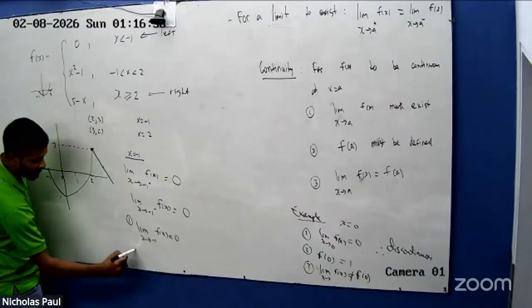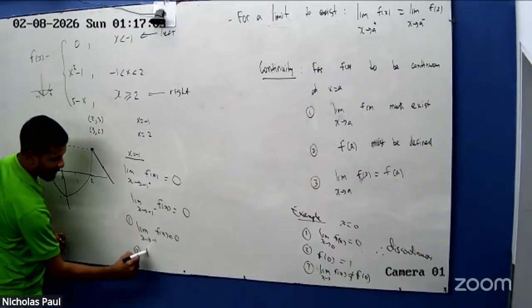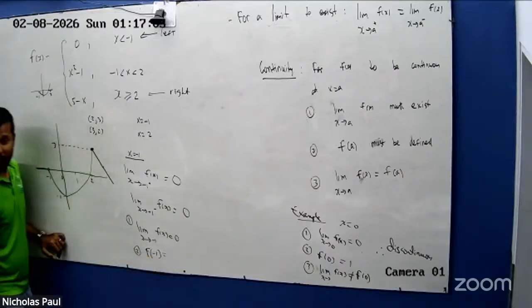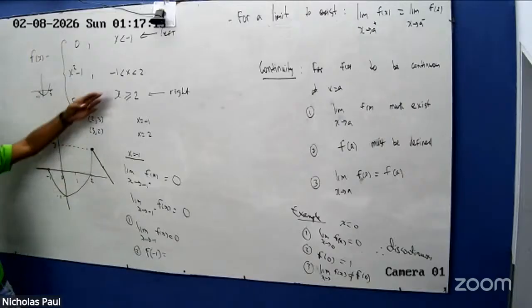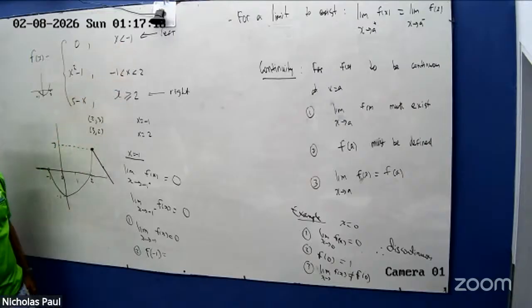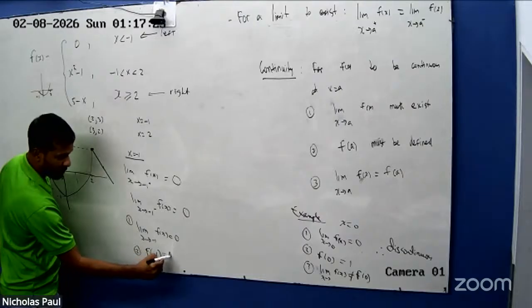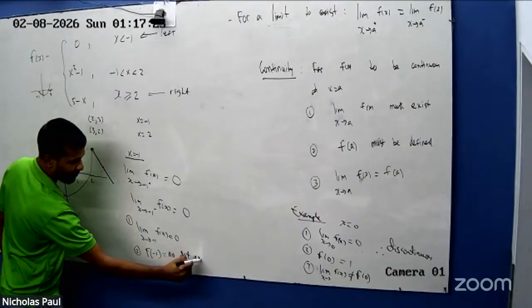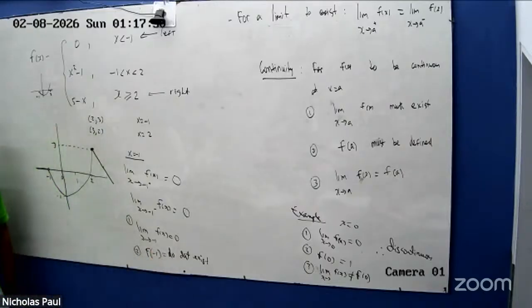Next one. f of -1. What is f of -1? Does it exist? Is there a solid circle at -1? No. f of -1 does not exist. So what do I write here? Does not exist. Right? So what is the conclusion, Keshav?